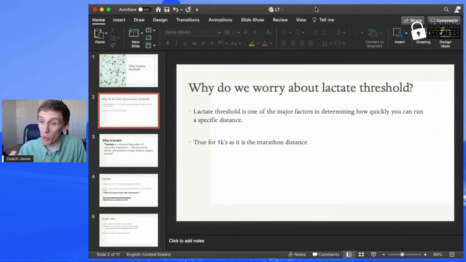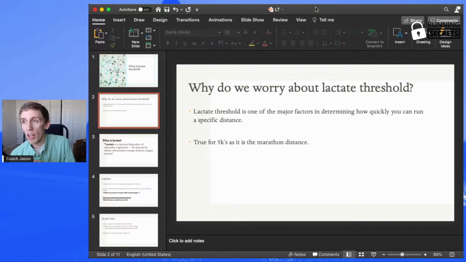So why do we worry about lactic threshold? A lot of times we hear runners talking about, I've got to get my lactic threshold, I've got to do tempo, I've got to make sure I hit this pace. Well, here's why we worry about it. Lactic threshold is one of the major factors in determining how quickly you can run a specific distance. That's true for 5Ks, that's true for marathons, and everywhere in between. Your lactic threshold is a great indicator of where you are fitness-wise.